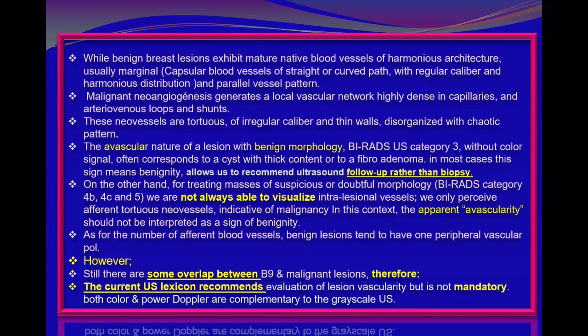Malignant angiogenesis generates a local vascular network, dense in capillaries, arteriovenous loops and shunts, resulting in tortuous, irregular caliber, disorganized new vessels with a chaotic distribution pattern.